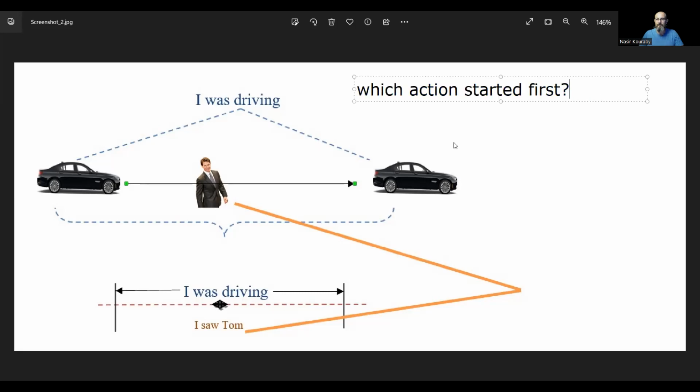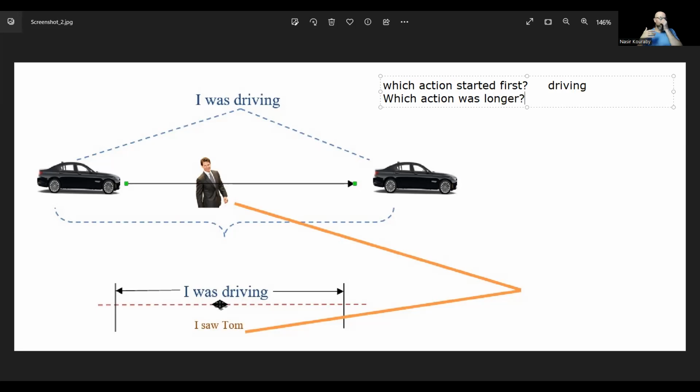Let's make it a bit smaller. Okay, the first action was driving. Okay, and which action was longer? What do you mean longer? That means, for example, maybe I was driving for 2 hours, 3 hours. Then I met Tom. Meeting Tom was maybe like a few minutes. Okay, but the driving was for a long time. Okay, so again, driving.